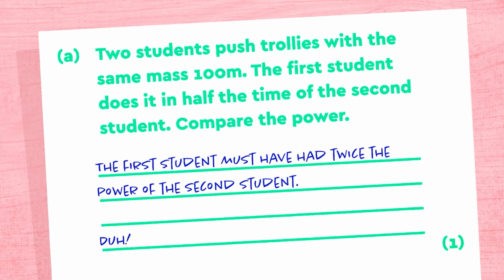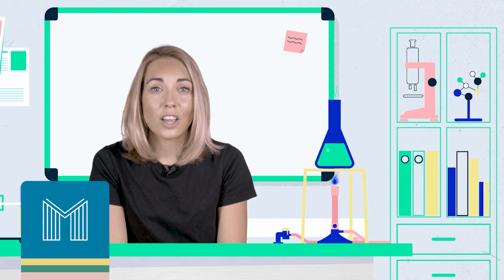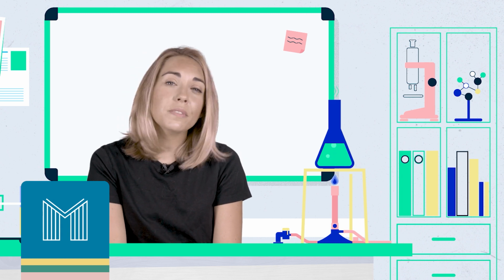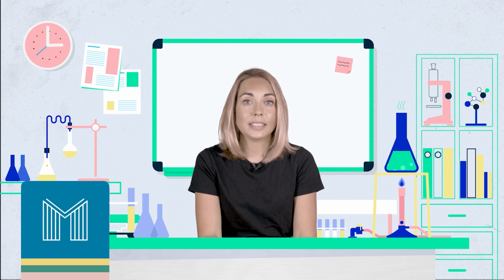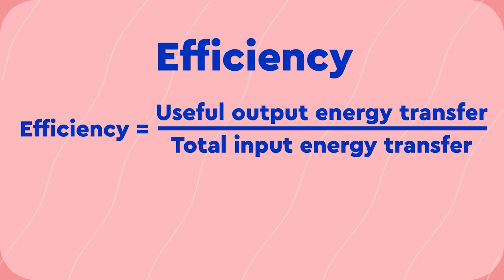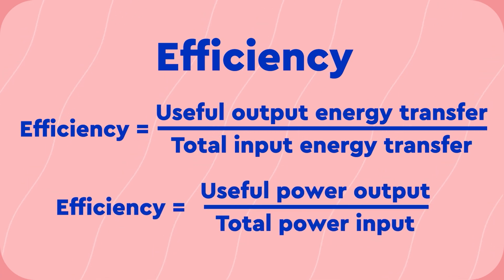We're now going to look at efficiency of energy transfers. In a previous video, we discussed that energy transfers are not 100% efficient and not all energy is transferred usefully. Some energy is wasted or dissipated. You can calculate the efficiency of a transfer by using one of two equations. Efficiency equals useful output energy transfer over total input energy transfer, or efficiency equals power output over total power input.